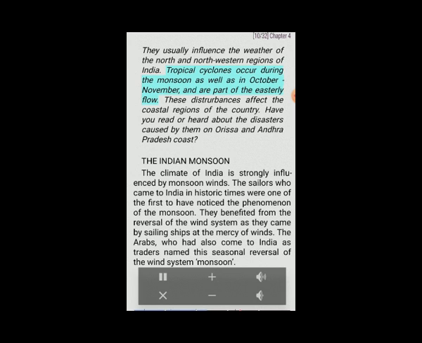Tropical cyclones occur in October and November, and are part of the easterly flow. These disturbances affect the coastal regions of the country. Have you read or heard about the disasters caused by them on the Orissa and Andhra Pradesh coast?